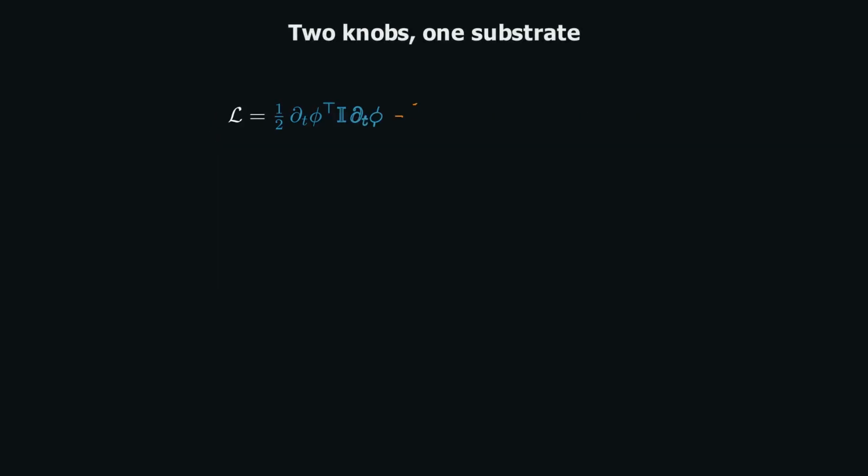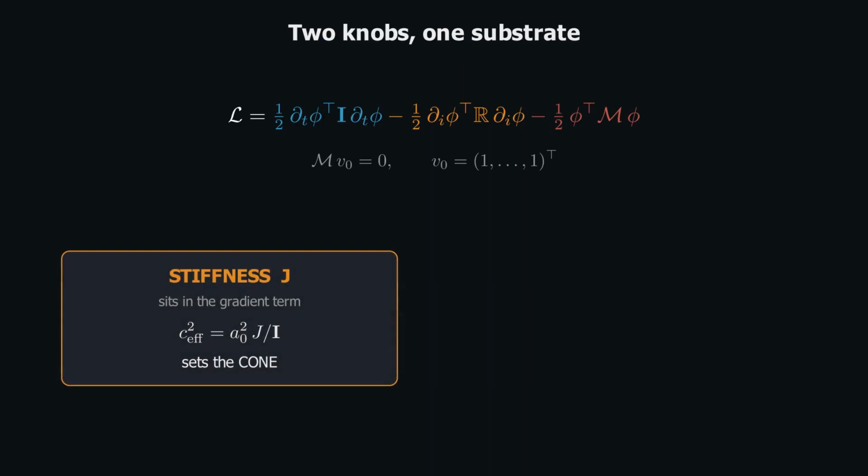Start with the substrate's own Lagrangian, with the couplings now allowed to vary slowly from place to place, which is the only regime where a gravitational potential even means anything. 3 terms: a time derivative term carrying the inertia I, a gradient term carrying the stiffness J, and an on-site term carrying the locking Hessian script M, whose exact null direction is the Goldstone mode of the lock ground state.